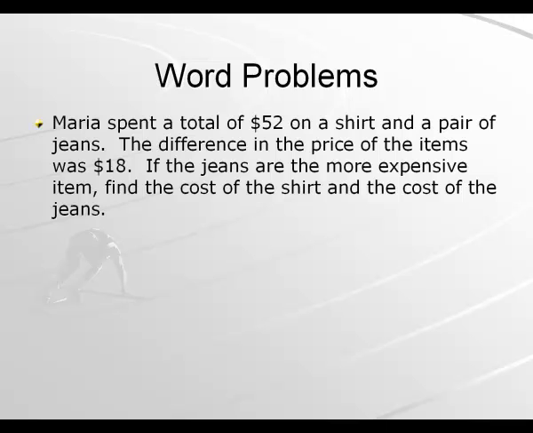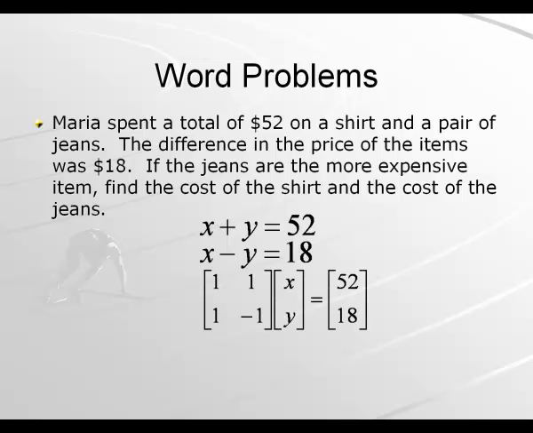The first thing we're told is that the total of the two items is $52. So x plus y equals 52. The difference, which means subtraction, is 18. So x minus y equals 18. And now we have our equations and we're ready to set up the matrices.